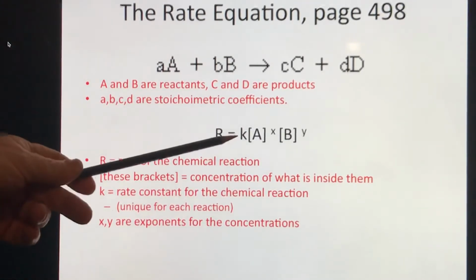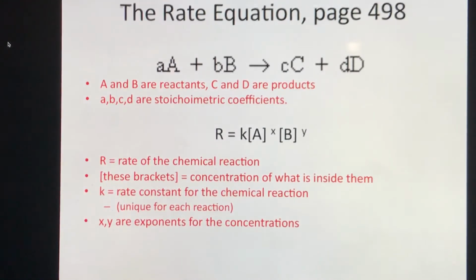Then our K is something new here. It's a rate constant for that particular chemical reaction, and it's unique for each reaction. And then our X and our Y are exponents for the concentrations of our reactants.